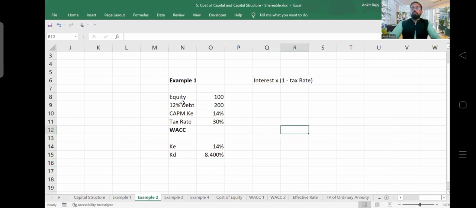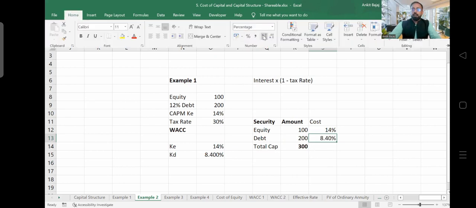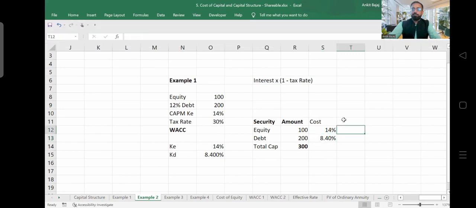Now here I want to find out the weighted average cost of capital. So I will use the same structure: security is equity and debt. Then I will write down the amount here. Amount is 100 crore and 200 crore. Total capital is 300 crore. Now I will take the cost here. Cost of equity is 14% and cost of debt is 8.4%.